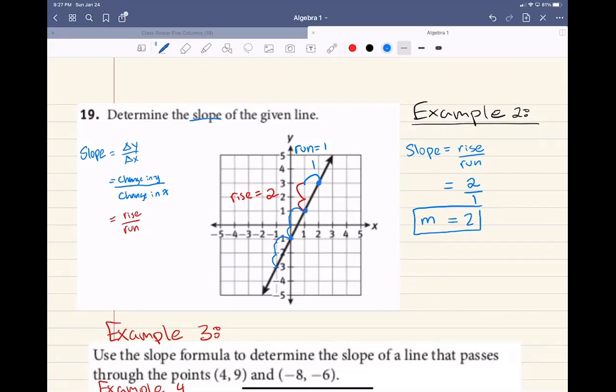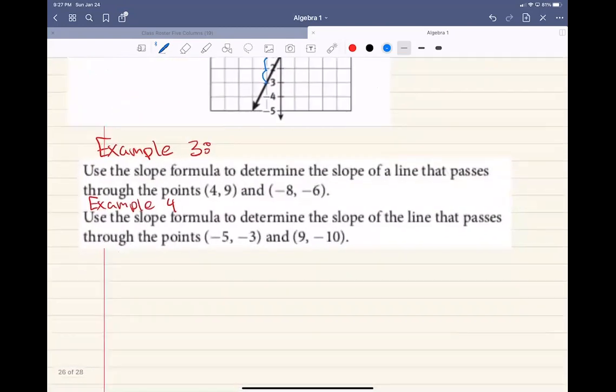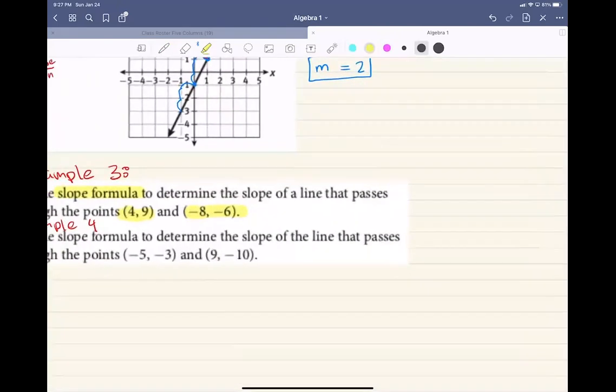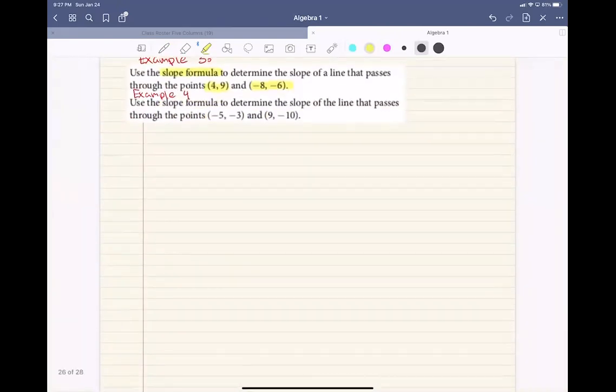All right. The other type of slope problems we're going to have are problems like this. It tells us to use the slope formula to determine the slope of a line that passes through these points. All right. So I'm going to work on this problem right over here on the bottom, just because I don't have enough room. So let's see. I'm going to rewrite the points, right? So we're going to call 4, 9 point 1, and we're going to call -8, -6 point 2.